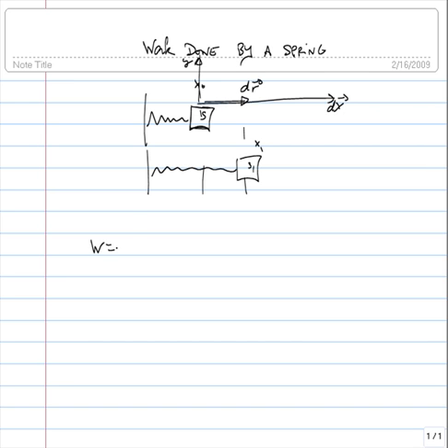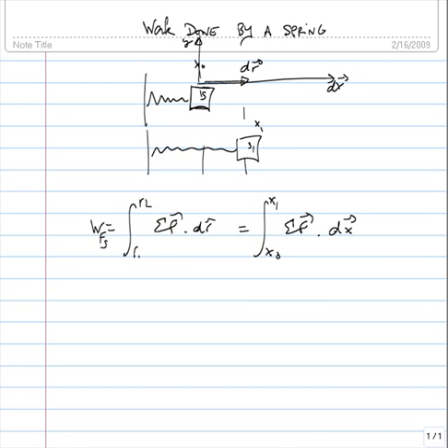So work, which was the integral from r1 to r2 of the sum of the forces dot dr, I can align my dr with my dx. Then I have to consider the integral from x0 to x1 of the sum of the forces dot dx. Okay, now I only want the work due to the force of a spring. So really this is the only one I'm interested in. So the work due to a spring is going to be the integral from x0 to x1.